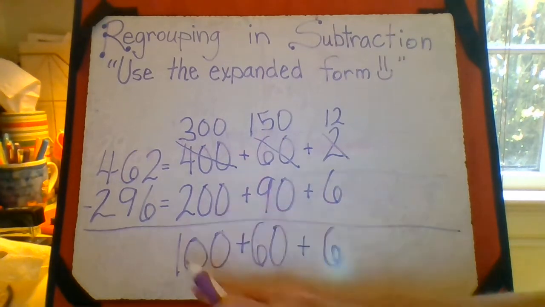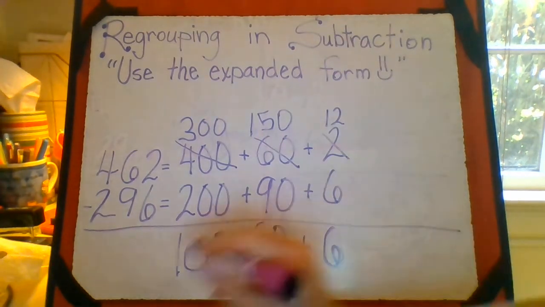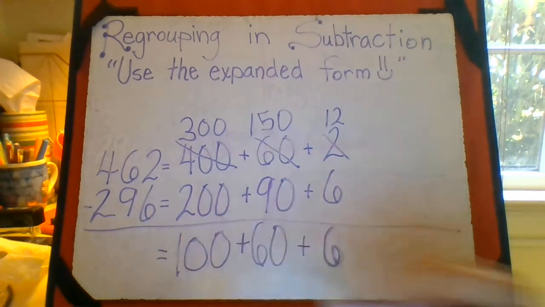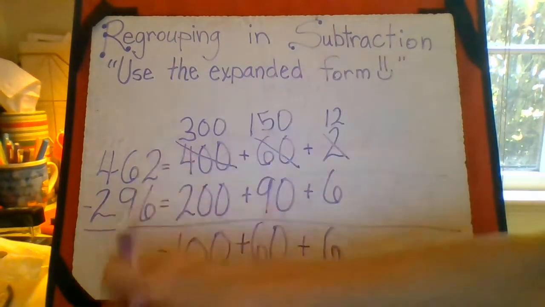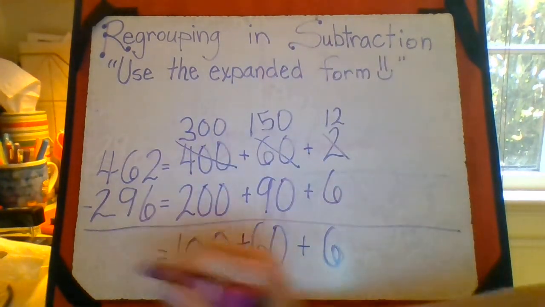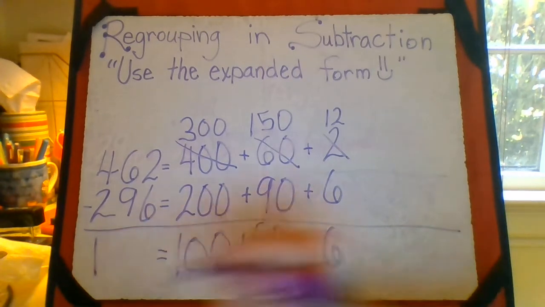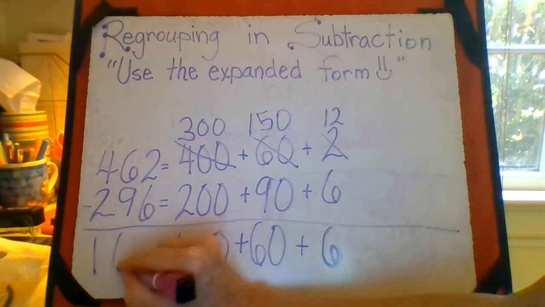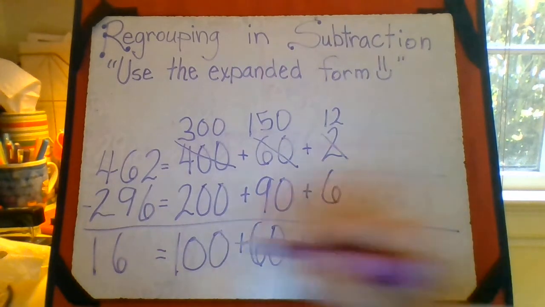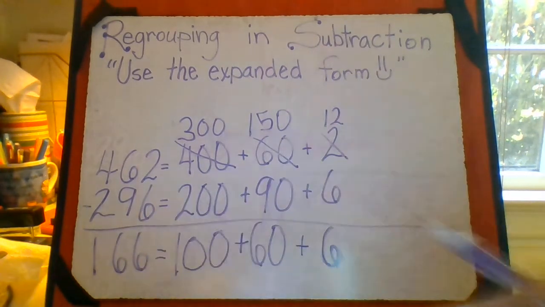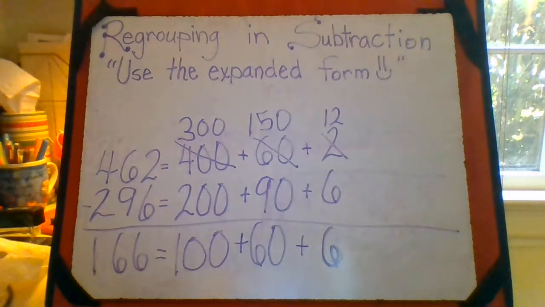Now I'm going to put my hundreds, tens, and ones together to get my difference. 166. And that's how you regroup in subtraction using the expanded form.